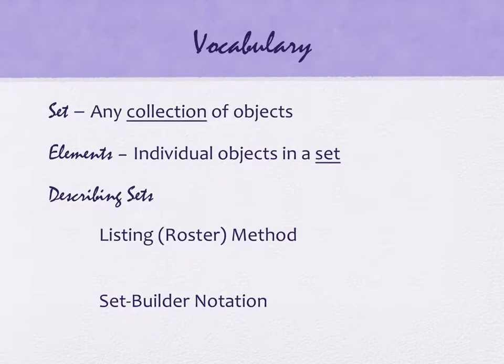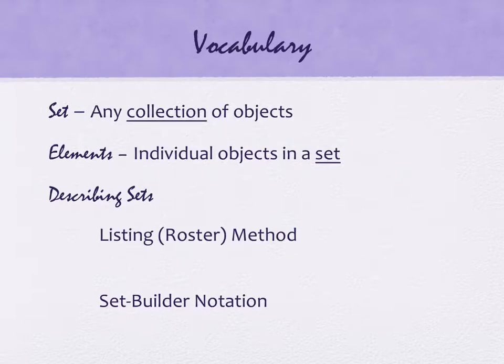The individual objects that are in a set are called elements. So if we're talking about our class, everybody who's meeting in this room right now, we'll go with that one, then each of you would be an element of that set. I would too, because we're all the people who are meeting in this room. When we talk about ways of describing those sets, there's a couple of different ways.